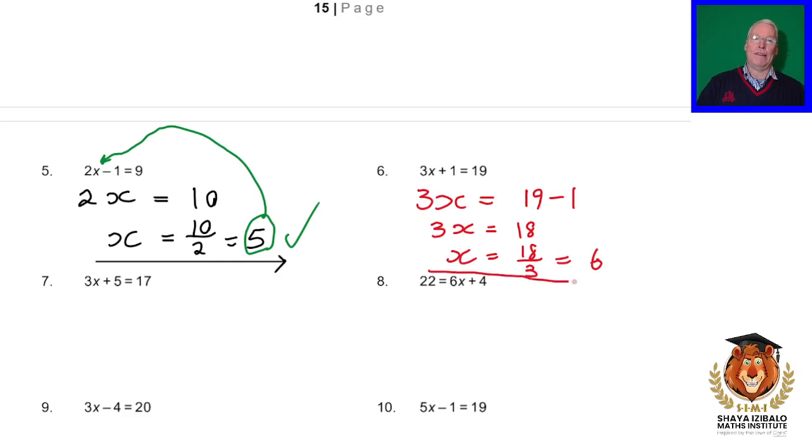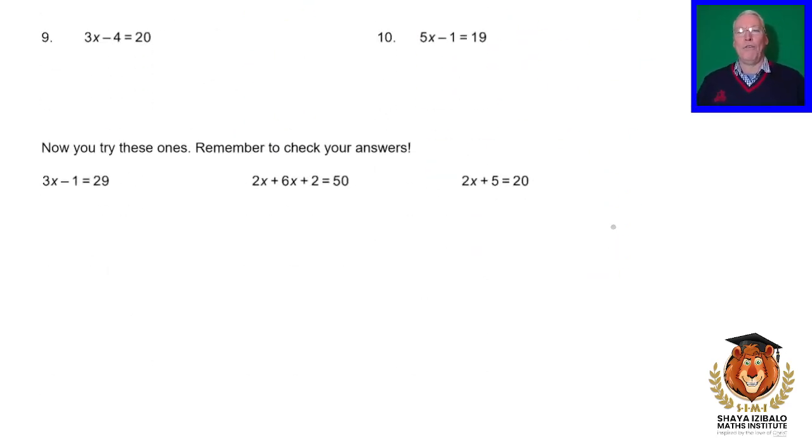Before we finish this lesson, let's check this answer, okay? Let's substitute it back in. Remember, 3x means 3 times x. 3 times 6, 18, plus 1, 19. 19 equals 19.